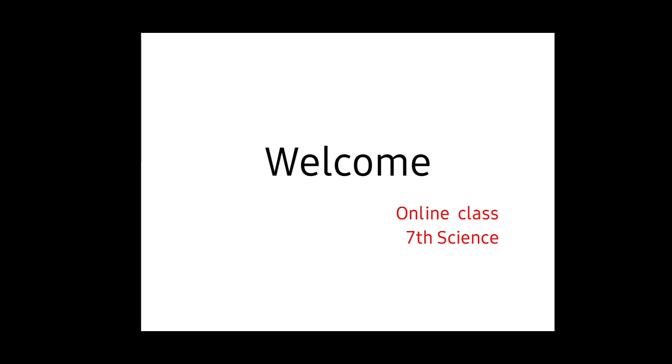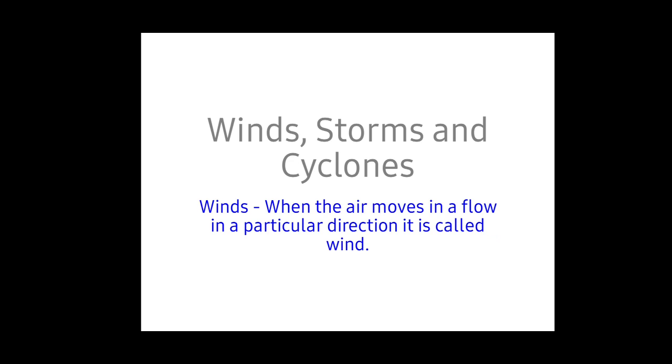Today we are going to see about class 7 science chapter 8. The name of the lesson is winds, storms and cyclones. We are all familiar with the word winds. What does it mean? When the air moves in a flow in a particular direction, it is called wind. Simply, moving air is called wind.